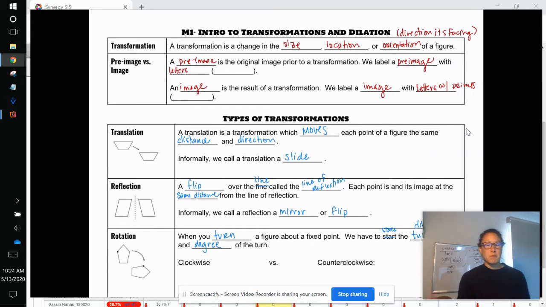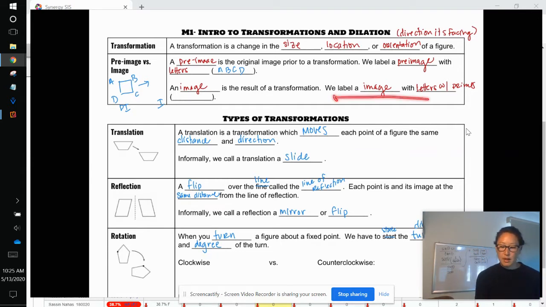This is another set of vocab you need. So a pre-image is the original image, and we label a pre-image with letters like A, B, C, D. Maybe it's a square, and it has vertices A, B, C, and D. The transformed image is what we call the image. It's the result of a transformation. And we label the image with letters and prime.